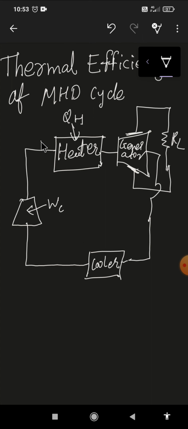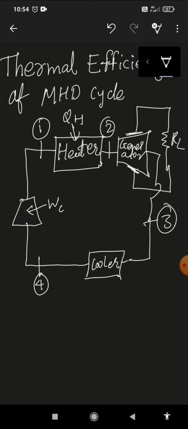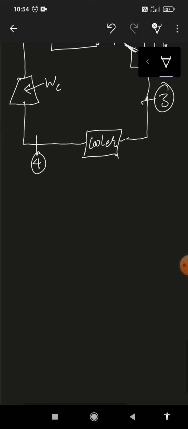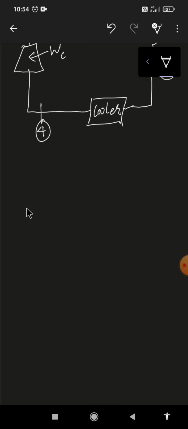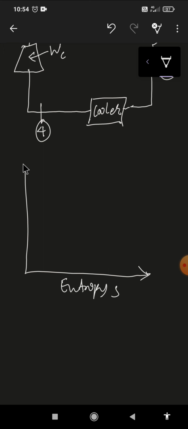So let's divide the cycle into 1, 2, 3, and 4 stages. Now let's draw the TS diagram for this MHD cycle. Suppose on the x-axis is entropy S, and on the y-axis is temperature T. So if we draw the TS diagram, we will get that.